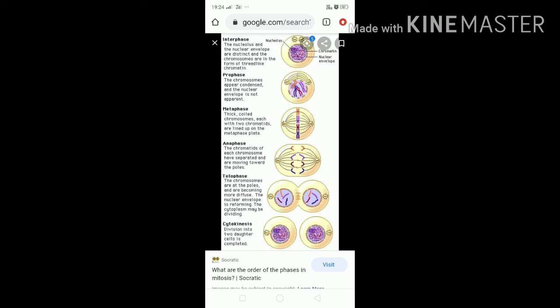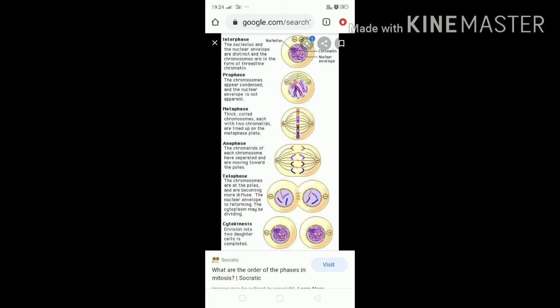Karyokinesis is divided into four phases. First phase, prophase; second, metaphase; third, anaphase; and fourth, telophase. In prophase, the condensation of thin thread-like chromosomes is seen. Chromosomes become shorter and thicker, and they form sister chromatids. Then duplication of centrioles occurs and each centriole moves to the opposite pole of the cell, and the nuclear membrane and nucleolus start to disappear.